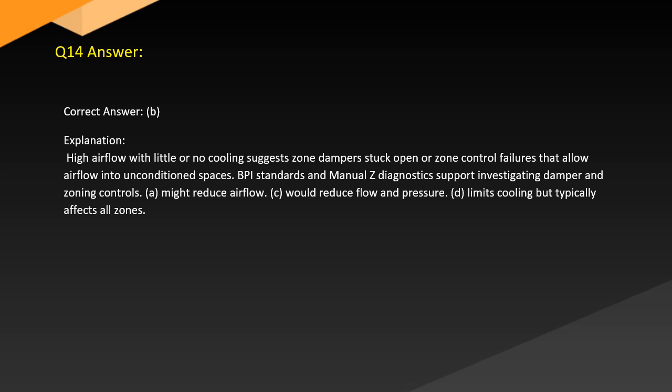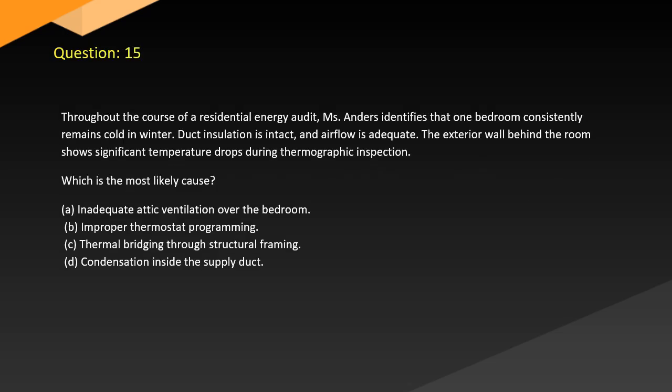Question 15. Throughout the course of a residential energy audit, an auditor identifies that one bedroom consistently remains cold in winter. Duct insulation is intact, and airflow is adequate. The exterior wall behind the room shows significant temperature drops during thermographic inspection. Which is the most likely cause?